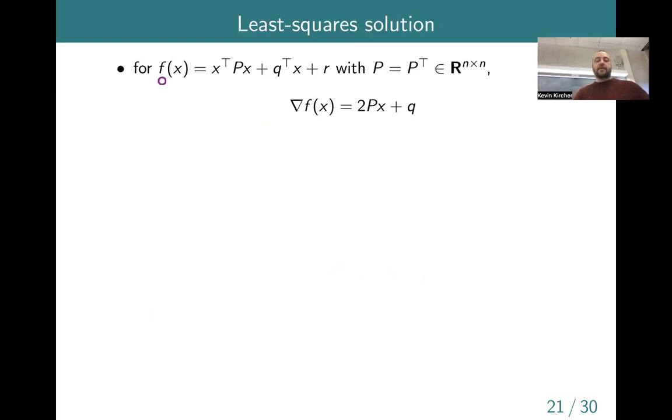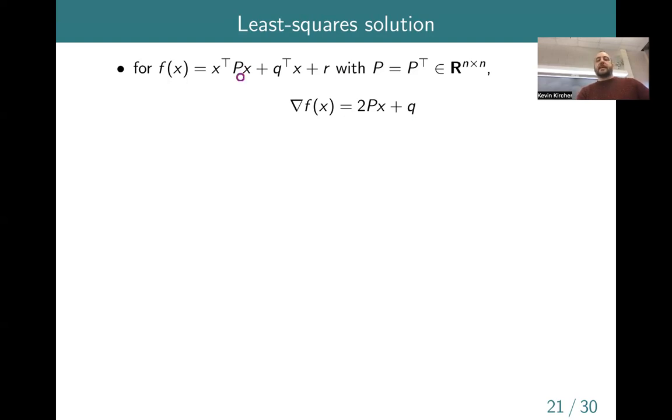If we have a quadratic function, x transpose times some square matrix P times x, plus a linear function of x, some vector q times x, plus some scalar r, where P is symmetric, that's what P equals P transpose means. We take all the rows of P and write them as columns. That's the transpose, and it means this thing is symmetric. Then if we take the gradient of this function, it has a simple form, and you can convince yourself of this. It's just 2 times P times x plus q.